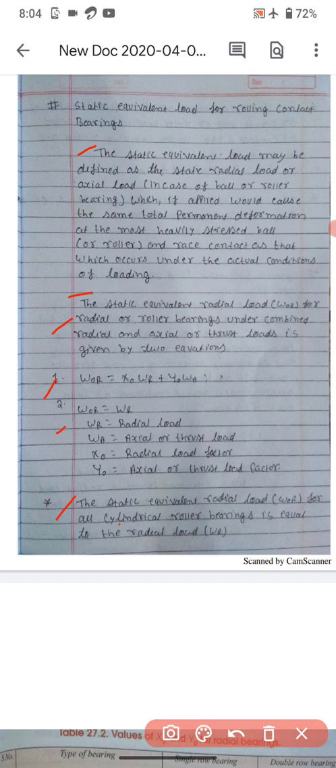The static equivalent radial load for all cylindrical roller bearing is equal to the radial load WR, for all cylindrical roller bearing only. Okay, so W naught R will be equal to WR.